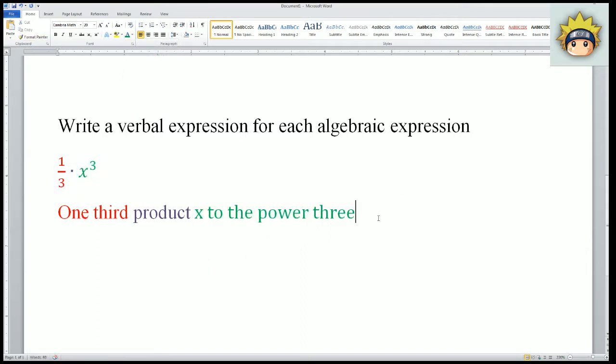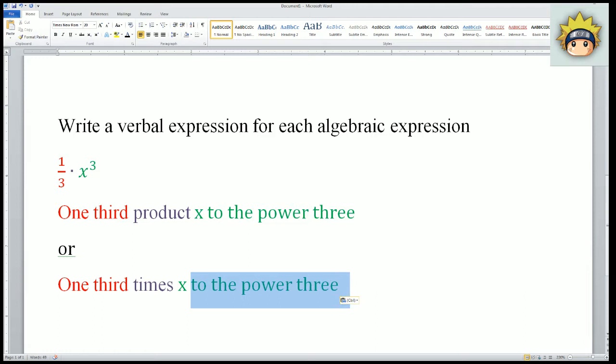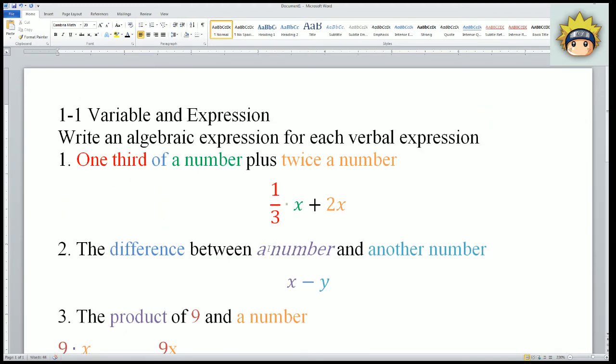Or you can say it another way. You could say 1/3 times, and the green part can be x to the power 3, or x cubed. Those work too. So this is the homework solution for section 1-1 on the chapter 1 test review.